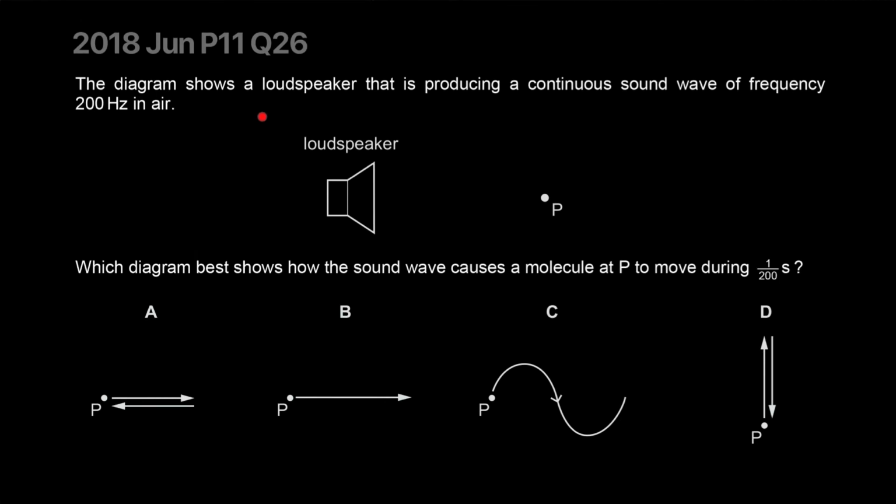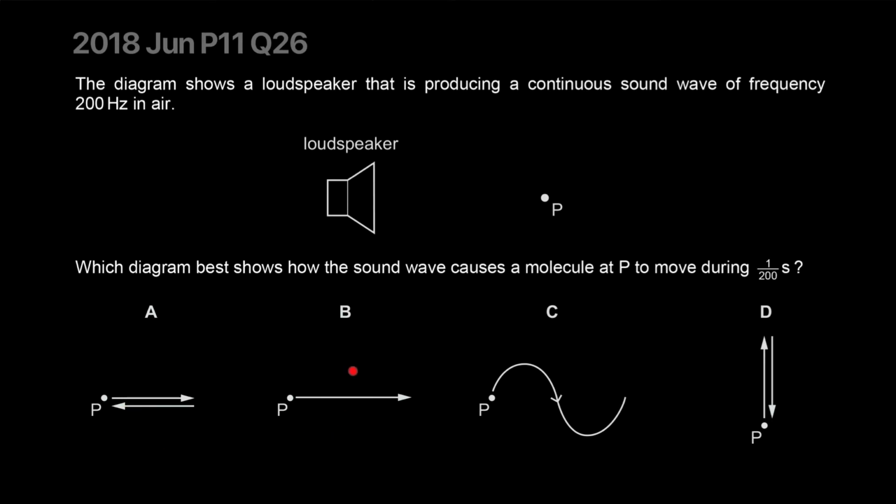All right. The diagram shows a loudspeaker that is producing a continuous sound wave of frequency 2000 hertz in air. Which diagram best shows how the sound wave causes a molecule at point P to move during 1/2000 of a second? So in 1/2000th of a second, 2000 hertz means it's oscillating 2000 times a second. So that would mean it'll complete one complete oscillation, right? Okay. And now, which diagram shows the best how the sound wave causes the molecule to move? I think taking a closer look, B and A are identical, but they're halves of each other, right? Like this is double the movement where P is just one.